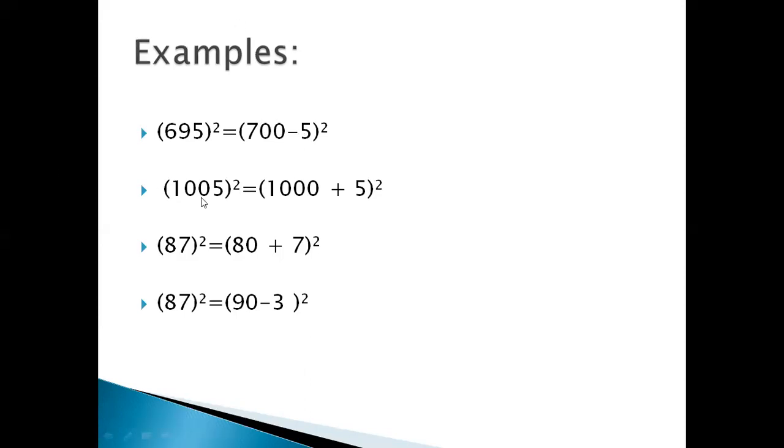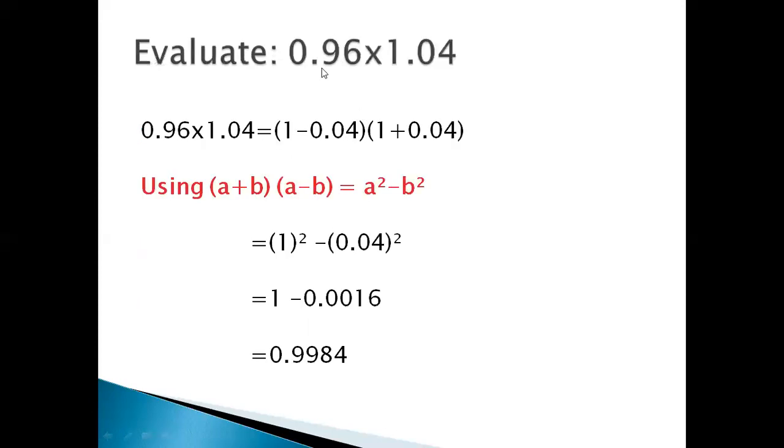700 minus 5. 1005 is equal to 1000 plus 5. So you can see sometimes we have to subtract and sometimes we have to add to break the numbers. If we subtract, we'll apply the second identity. If we add, we'll apply the first identity. 87 can be done in two ways. You can choose one of the ways, 80 plus 7 or 90 minus 3. It's up to you. Now here we have to evaluate the product of these two numbers.